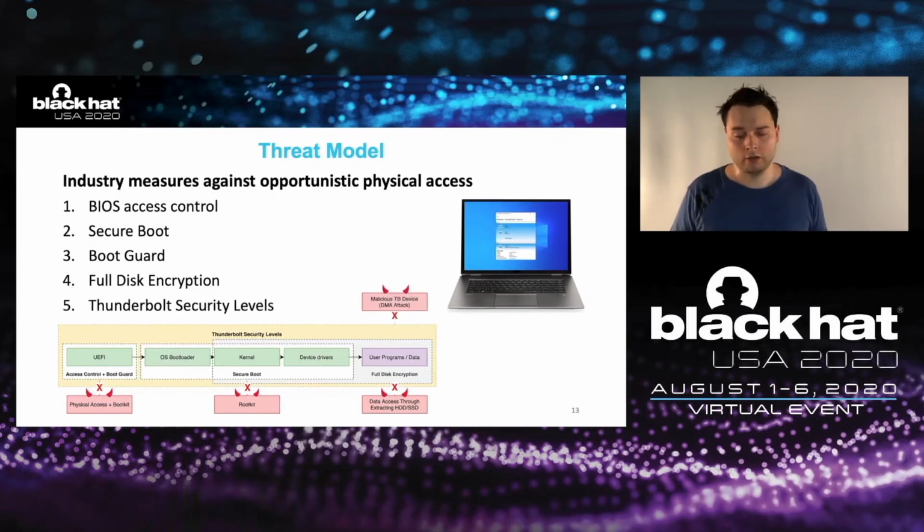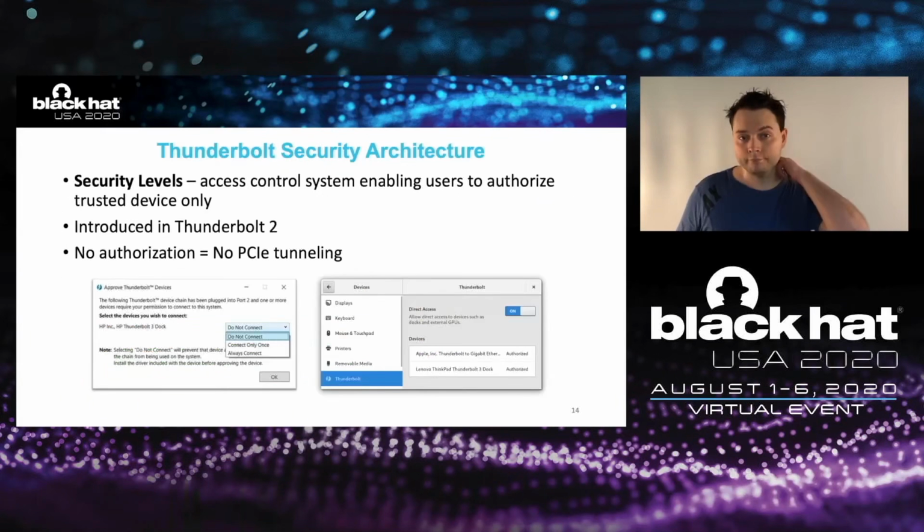Now, to counter the DMA attacks that we've seen in the previous slide, Intel introduced what they call Thunderbolt security levels. These security levels are intended to protect the entire thing that you see right here. So let's dive a little bit deeper into the Thunderbolt security architecture. Security levels are really an access control system. If you connect a device to the laptop, then as a user you will see this pop-up right here. It will let you identify the device and then make a decision whether or not you would like to enable PCIe tunneling.